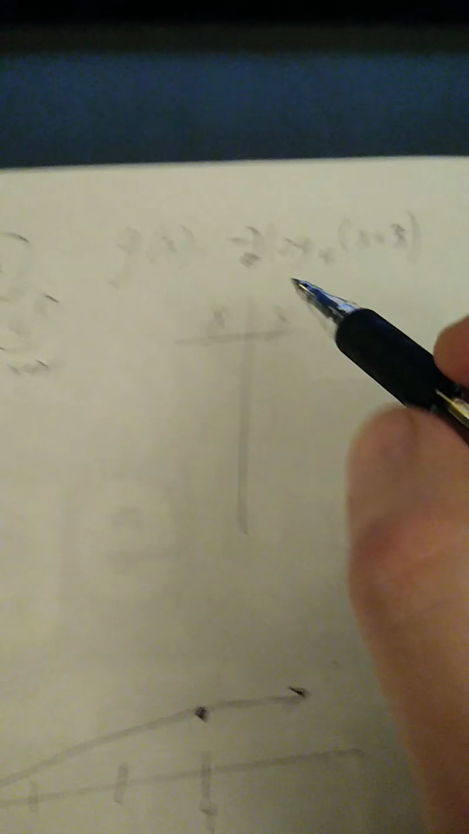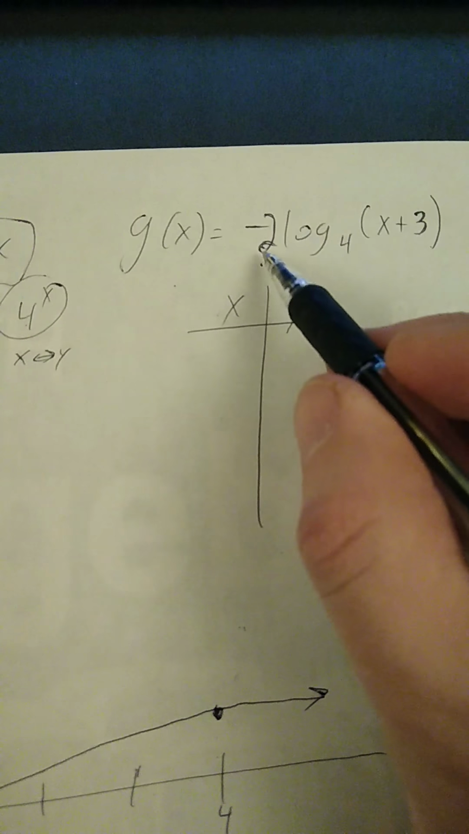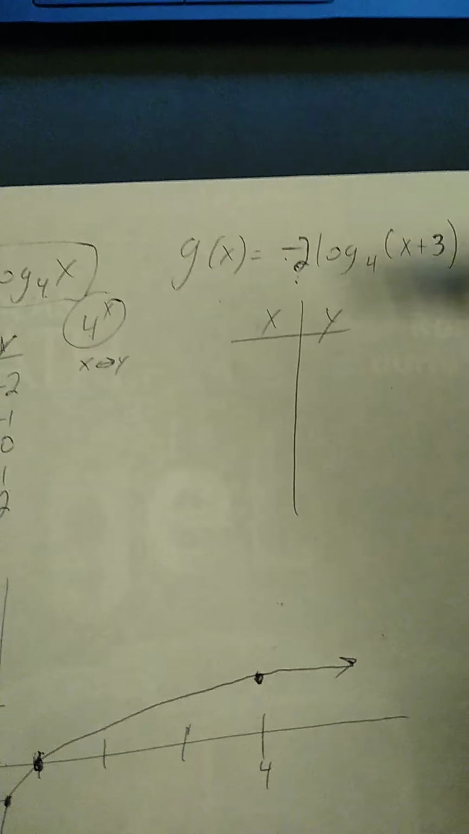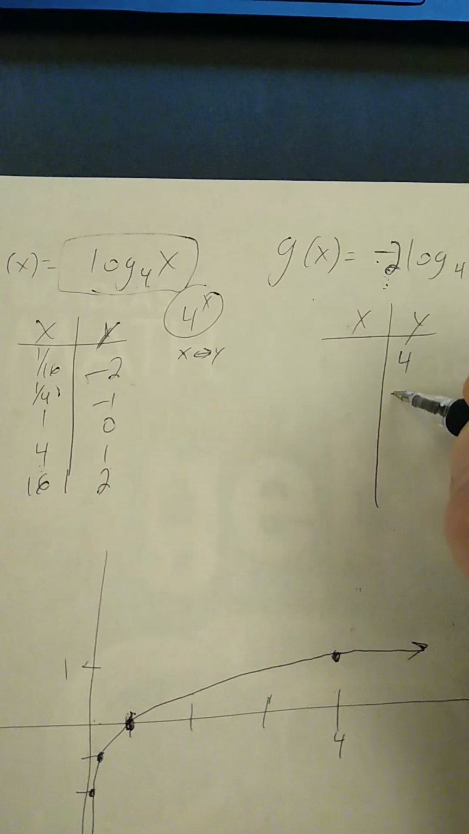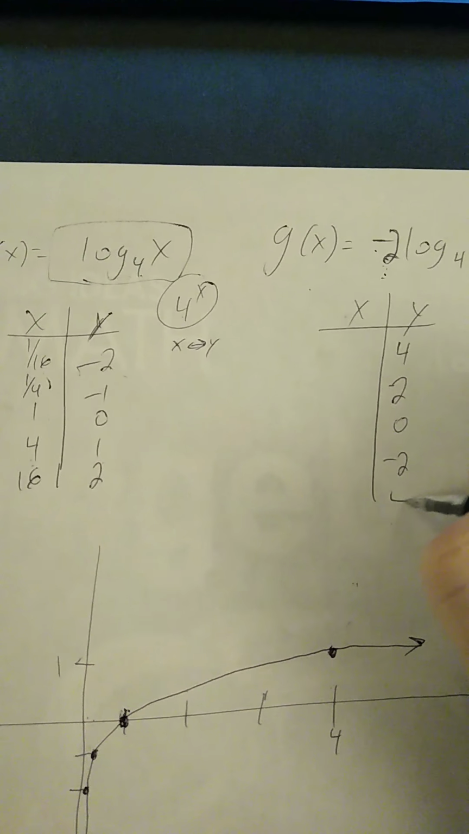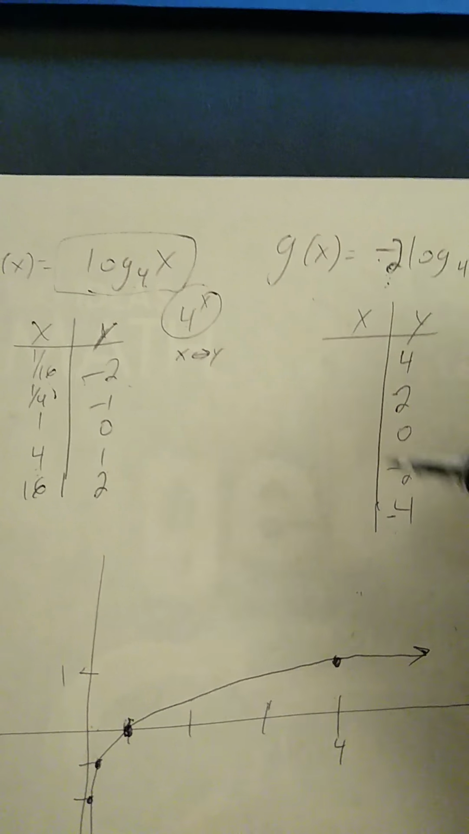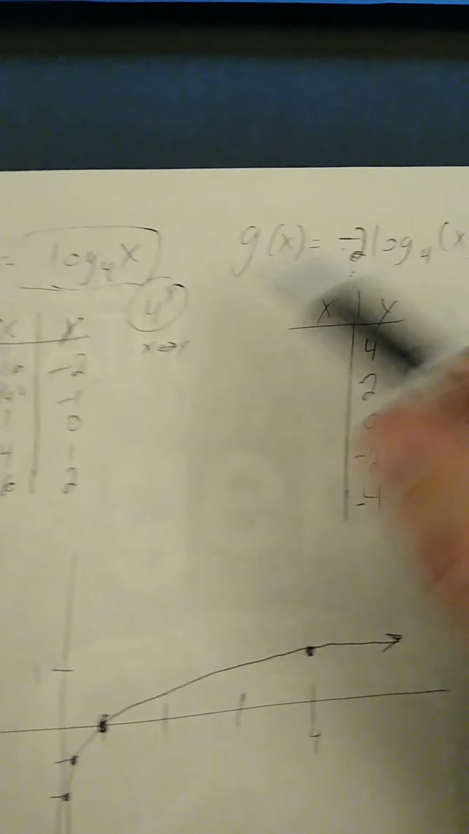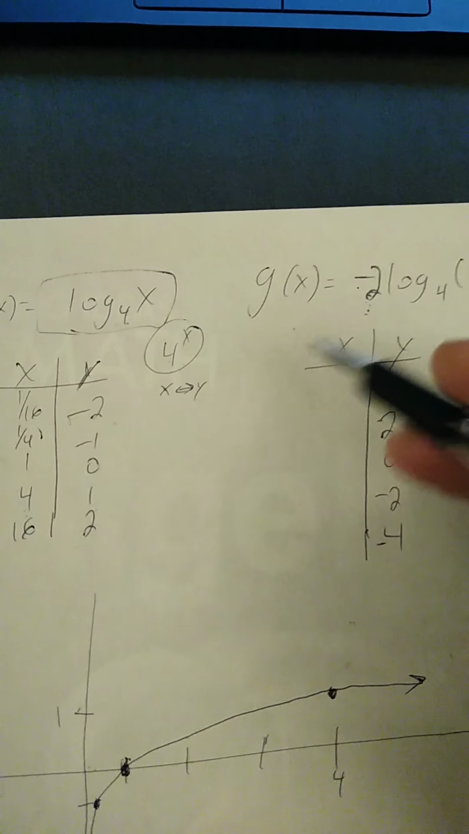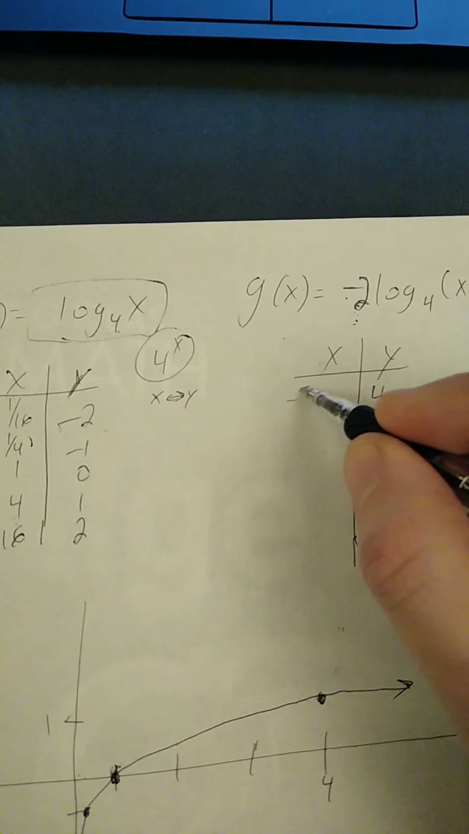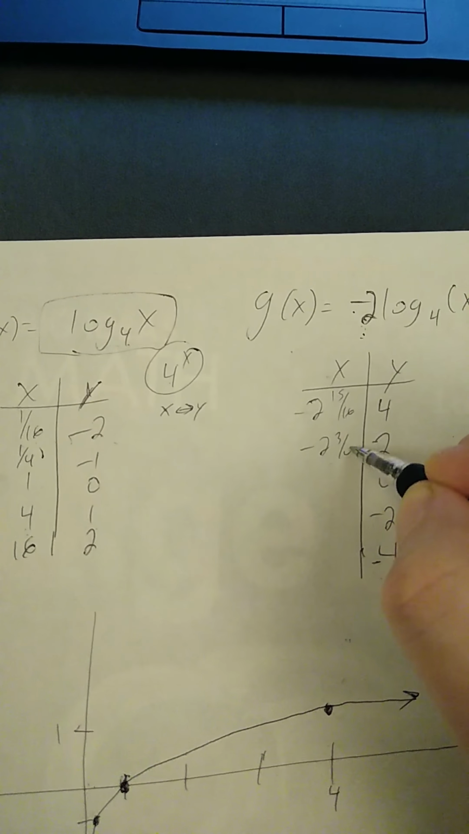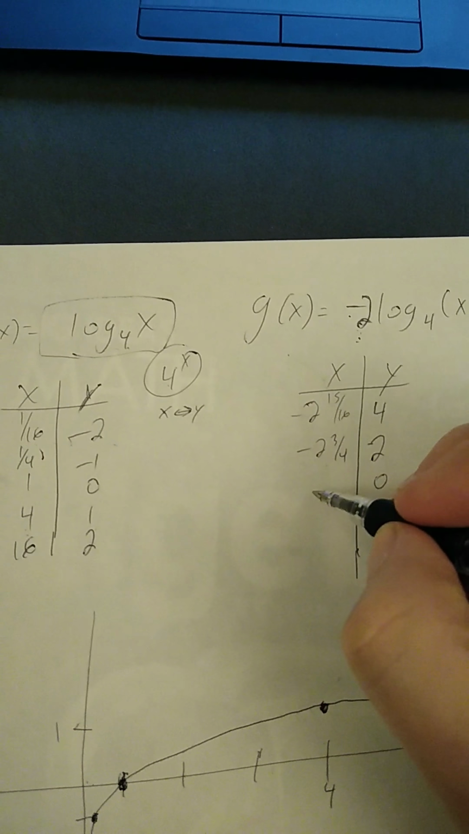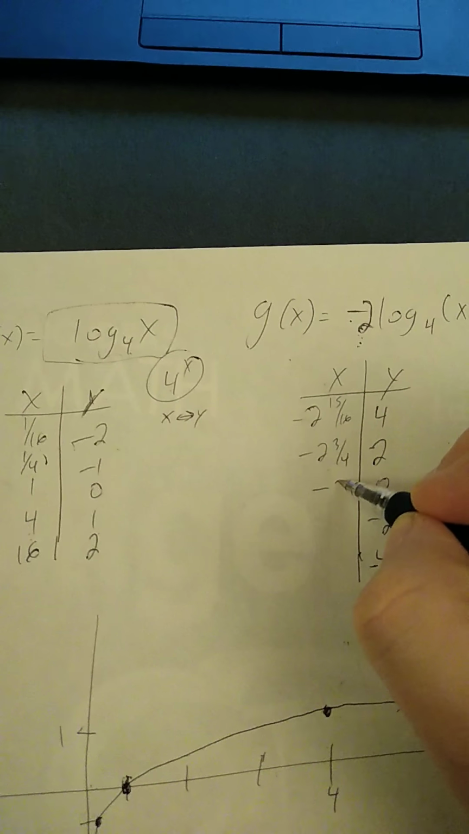Now, g of x, a couple things have happened. First of all, I've stretched it by 2 and reflected it around the x-axis. So that changes y, -2. So these y values are going to be multiplied by -2. Multiply all the y values by -2. Okay. And then I'm moving left 3. So I'm taking all of these and I'm subtracting 3. So that's going to be at -2 15/16. -2 3/4. Again, -3. 1 minus 3 is -2.